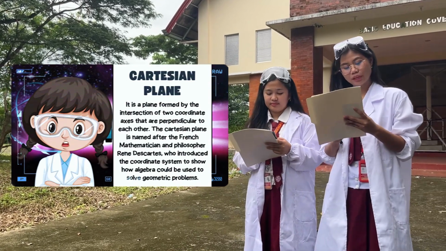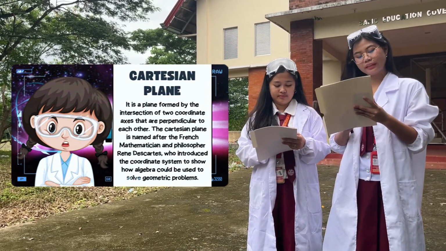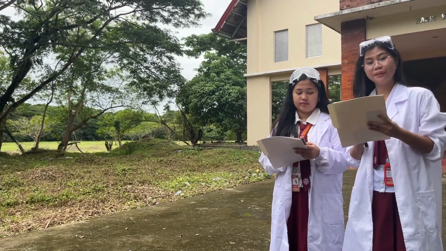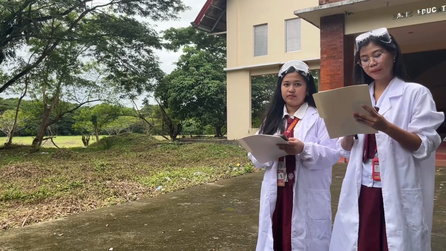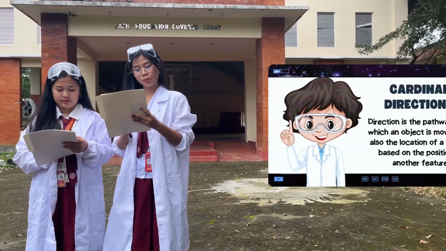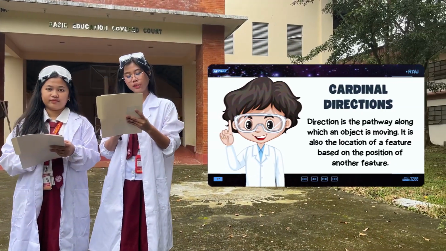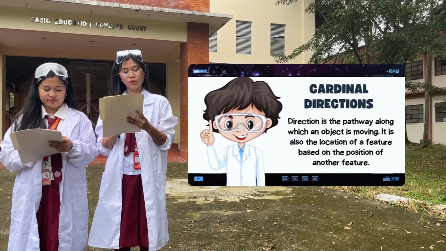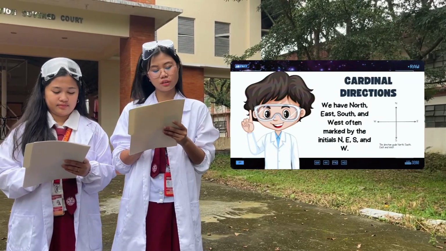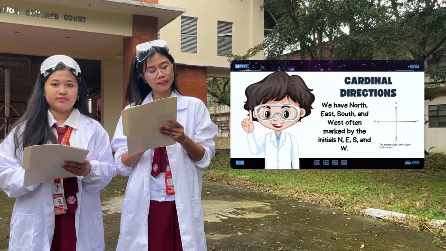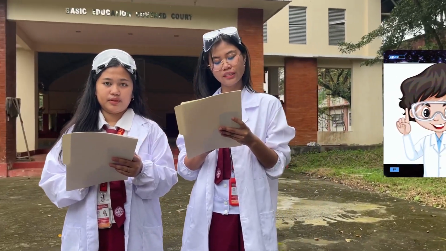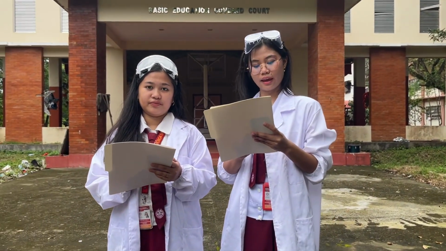But since nasabi mo na yung mga information about Cartesian plane, dapat masabi rin natin kung ano nga ba yung mga directions. Alam ko na familiar na kayo dito, since elementary pa lang ay pinag-aaralan na ito. Direction is the pathway along which an object is moving. It is also the location of a feature based on the position of another feature. Mayroong tinatawag na cardinal at ordinal directions. But let's just focus on 4 cardinal directions. We have north, east, south, and west, often marked as the initial N, E, S, and W.